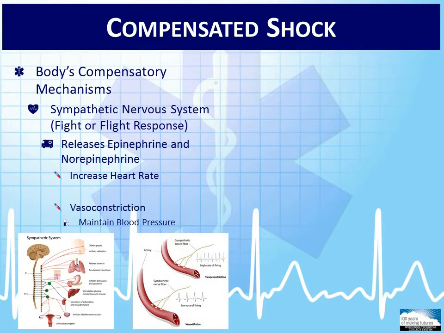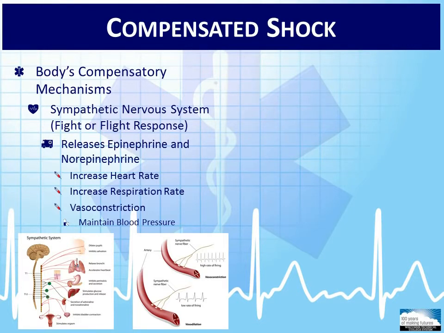The vasoconstriction works to shunt blood from the periphery into the core and vital organs, such as the heart, lungs, and brain. These chemicals also increase the respiratory rate in an effort to bring more oxygen into the body. By activating this fight or flight response with the sympathetic nervous system, the body is shifting itself into survival mode.